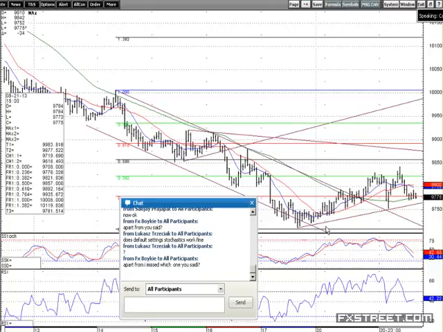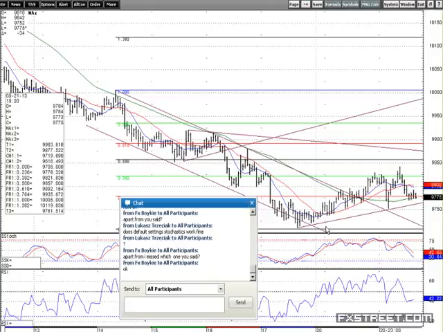Stochastics, Boyke, the key. They're all lagging apart from stochastics. And that's how you treat them. You treat them as an entry and exit point if they are going in your favour.